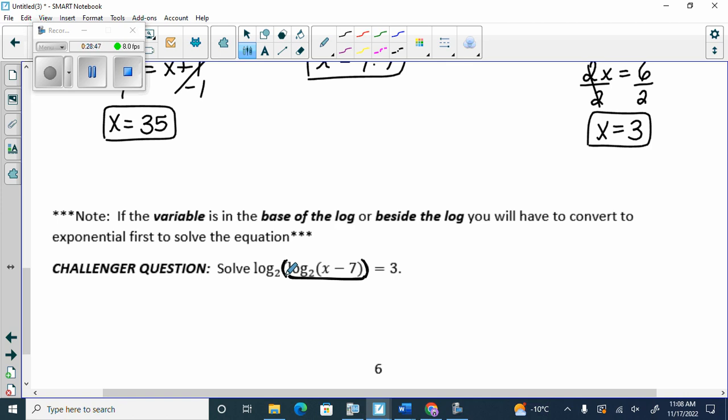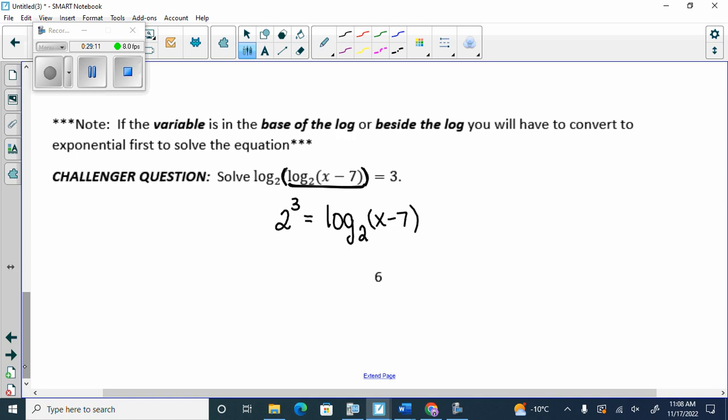Every time you convert, you get rid of a log. So the base of my outside log is 2. What is it going to be to the power of? 3. And it's going to equal log base 2 of x minus 7. It equals what's beside it, which I can write as 9 equals log base 2 of x minus 7.